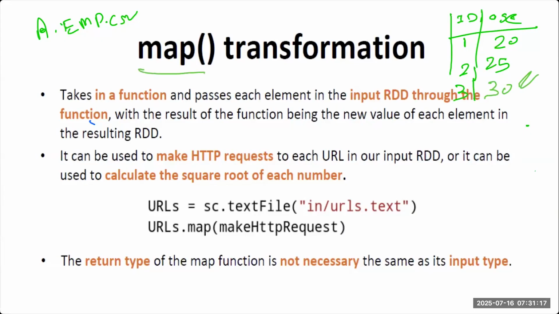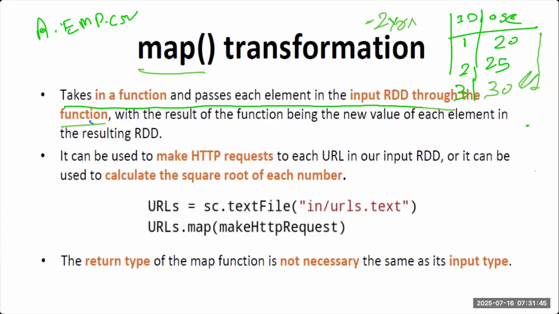What map will do, let's suppose that you want to subtract the age from each ID. Like let's suppose you want to subtract two years from all the ages. In this way you will use the map. Map will iterate through all the elements of your file. It takes a function and passes each element in the input RDD through the function.